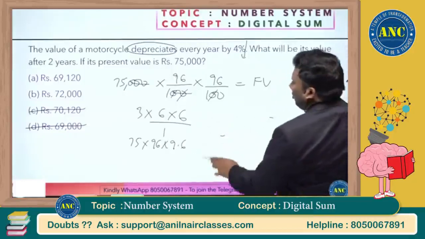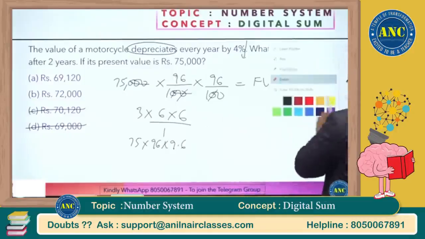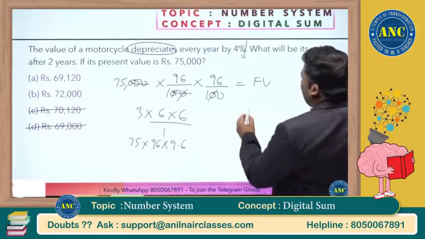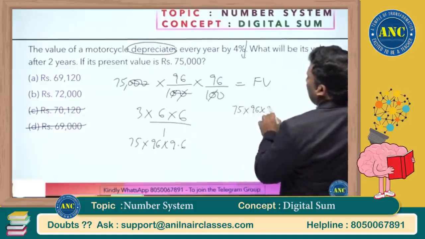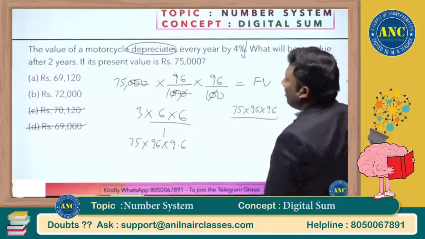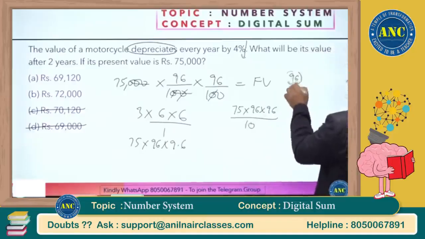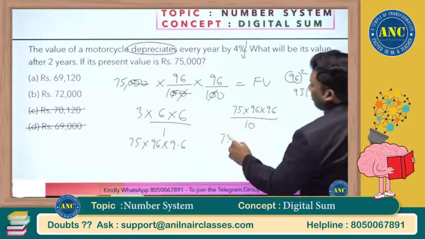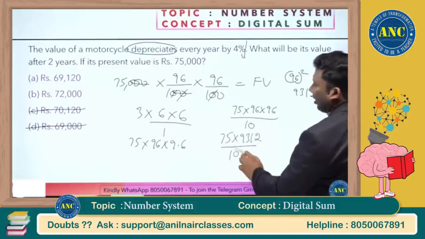We are able to eliminate only two options, where the digital sum is not matching. So finally what we got, let us see. 75 into 96 into 96 divided by 3 zeros cancel, it is 10. 96 whole square is 9312. 75 into 9312 divided by 10. Are you all with me?